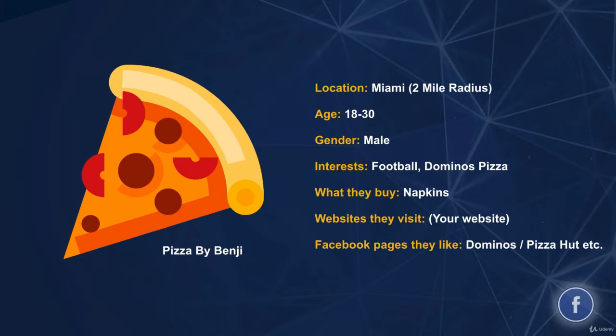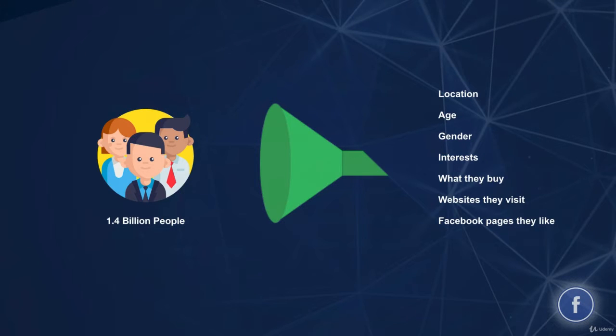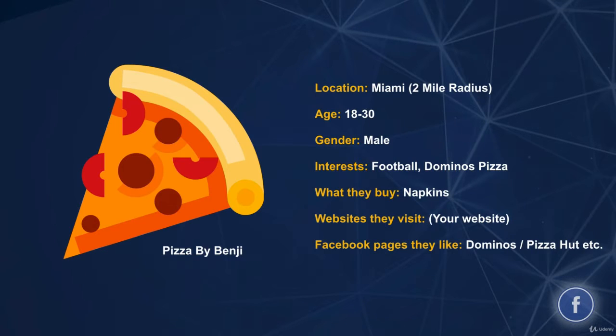If they visited my website before, I can retarget them, which I'll get into, and Facebook pages that they like. So if they like Domino's or Pizza Hut or your page, you'll be able to access them on Facebook using Facebook ads. Now, remember, that's very important because we really want to filter down these 1.4 billion people into our specific target audience. So now we know that.